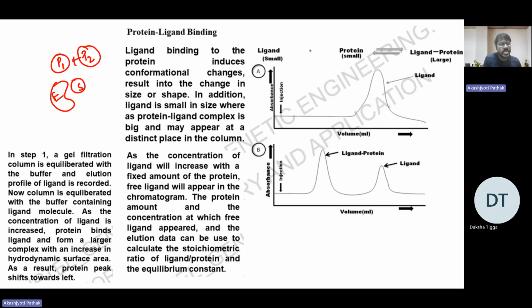What will this enzyme and substrate do? It will form a complex, isn't it? So how can you check that this is the substrate of this enzyme? You can do a size exclusion chromatography for that. When you do it, what will you get? You will first inject the enzyme, and you will get a particular peak for the enzyme. Next, you inject the substrate, and you will get a particular peak for the substrate. Now you set up a small reaction where you have incubated the enzyme with the substrate.